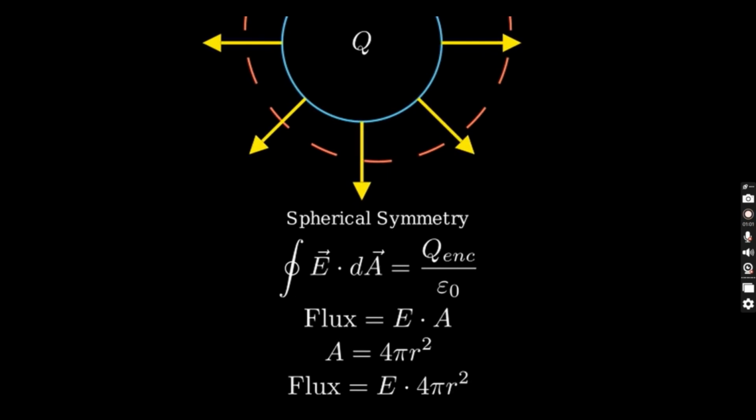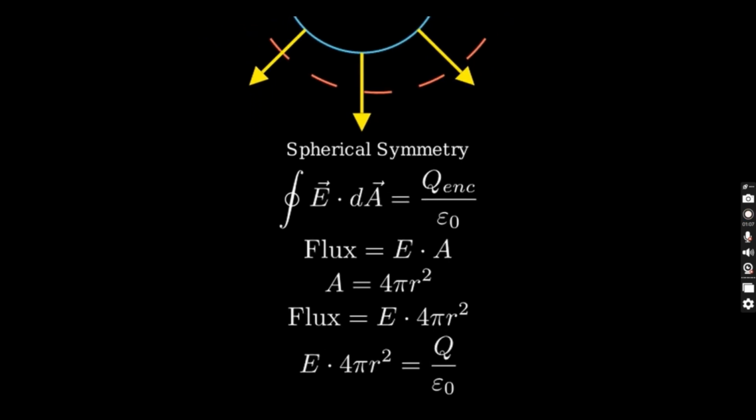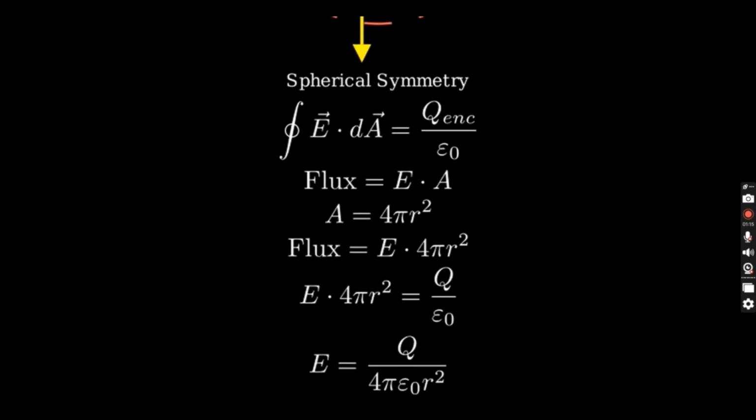Therefore, the flux equals E times 4 pi r squared. Now we can solve for the electric field. Substituting our flux expression into Gauss's law, we get E times 4 pi r squared equals Q over epsilon naught. Solving for E, we get Q over 4 pi epsilon naught r squared.